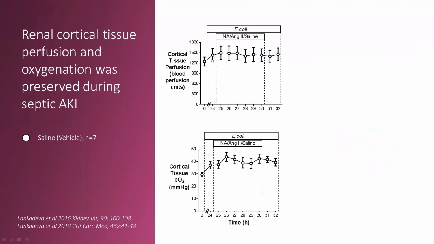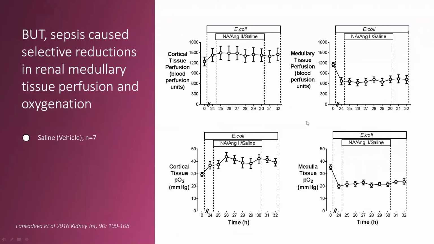So we're looking at cortical tissue perfusion and oxygenation. We see that with an increase in global kidney blood flow, cortical tissue perfusion tended to increase, and cortical tissue oxygenation also had a tendency to increase. In contrast, similar to our previous findings, we see that there are significant selective reductions in renal medullary tissue perfusion and oxygenation, which was sustained up until 32 hours of sepsis.